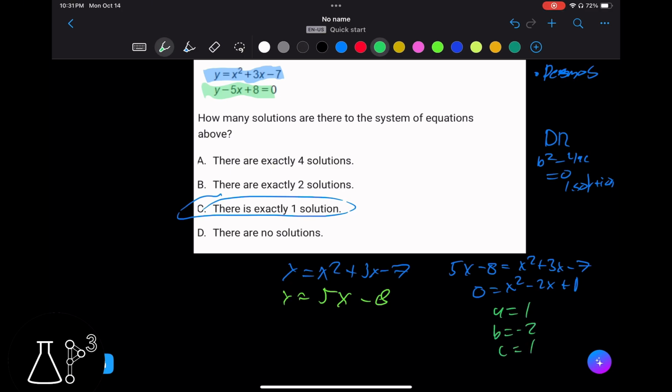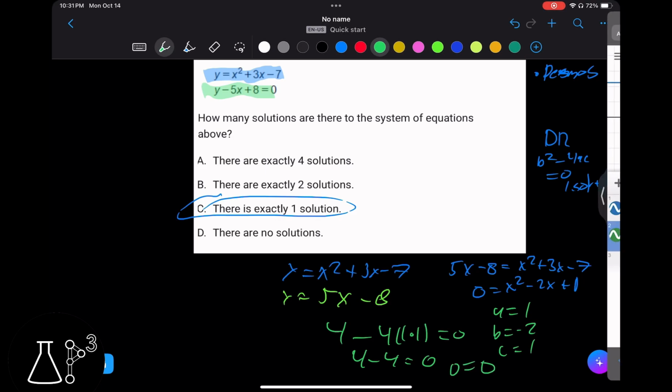So I plug it into the discriminant rule. -2 to the power of 2 equals 4, then minus 4ac. So 4 multiplied by +1 and +1, and it equals 0 because it's one solution. I'm going to get 4 minus 4, which equals 0. And if 4 minus 4 equals 0, I get 0 equals 0. Therefore, it is exactly one solution. So our answer is C.